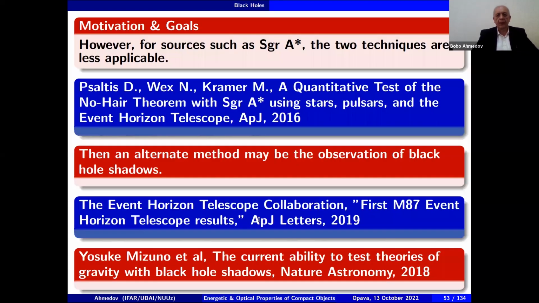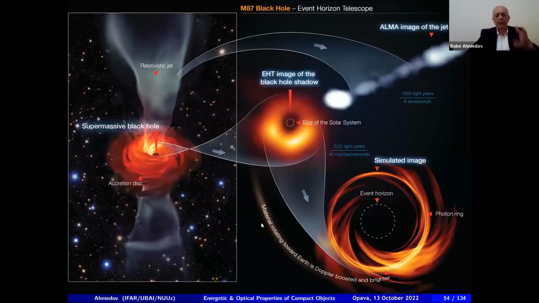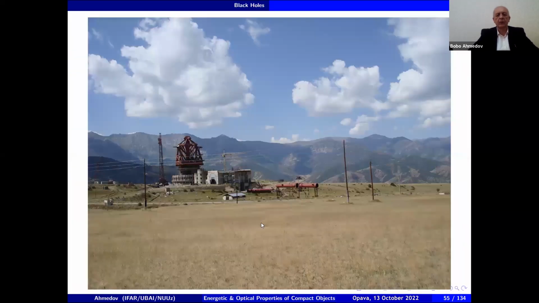Now I would like to say that these two techniques do not work for Sagittarius A star. We could do something if we observed pulsars, but there are no pulsars observed in the Sagittarius A star environment. From this point of view, there is only one method: the Event Horizon Telescope, and you know this picture.